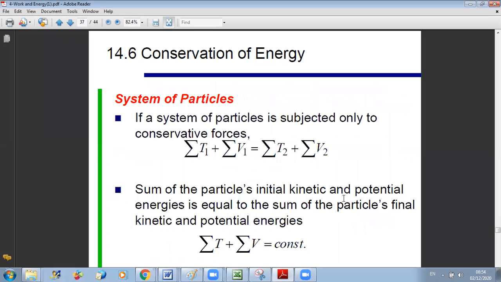Of course, if you have a system of particles and all forces doing work are conservative, you can say that the sum of kinetic energy at state 1 plus the sum of potential energy at state 1 will be equal to the sum of kinetic energy at state 2 plus the sum of potential energies at state 2. So the conservation of energy can also be applied to a system of particles, not only to one particle.